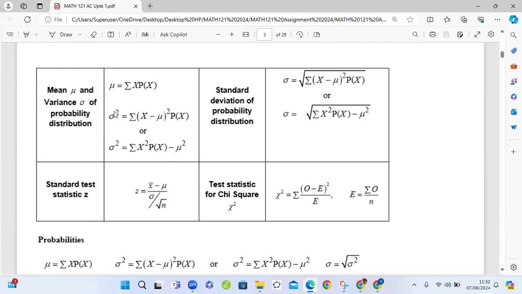So these formulas with the probability distribution, we have not done yet, and we are going to use those two there, which are the test statistic for z-test and chi-square test in assignment C.